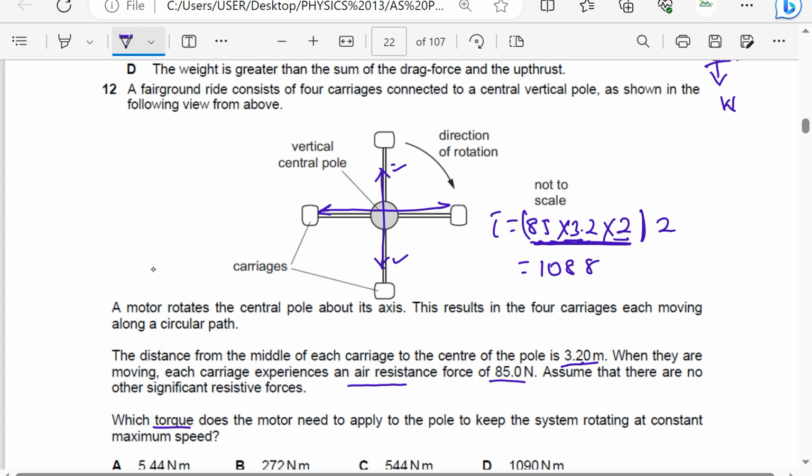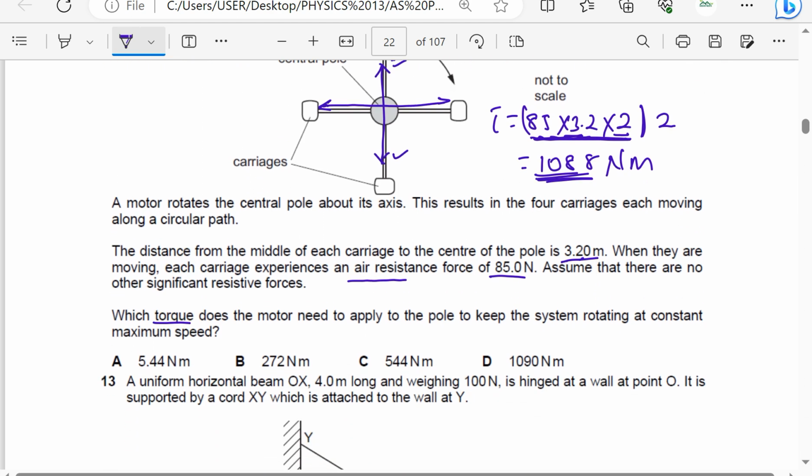So the question is, which torque does the motor need to apply to the pole to keep the system rotating at a constant maximum speed? If this is the resultant torque due to air resistance, then an equal but opposite torque should be exerted to overcome the air resistance. Therefore, the answer here is going to be D. That is 1090 newton meters. So the answer is D.